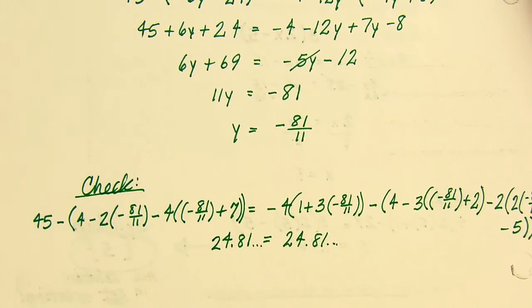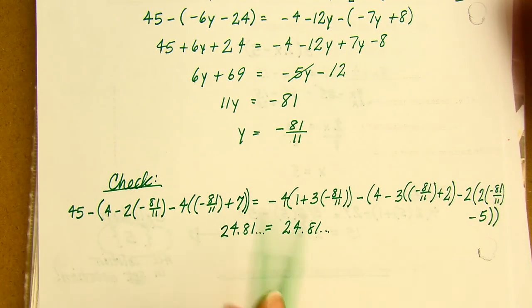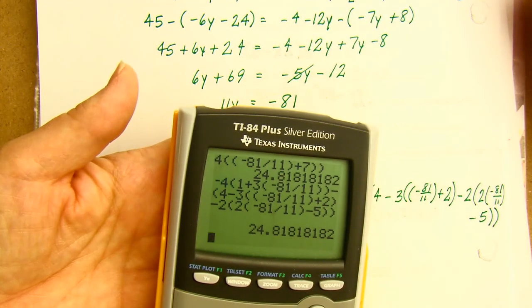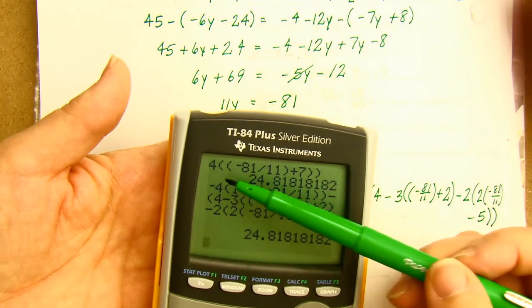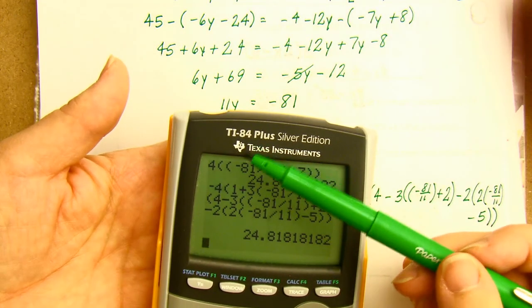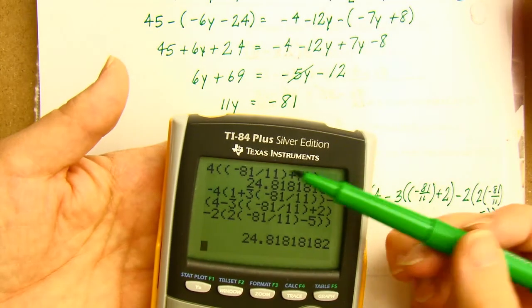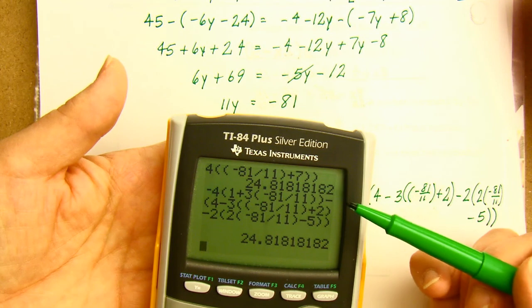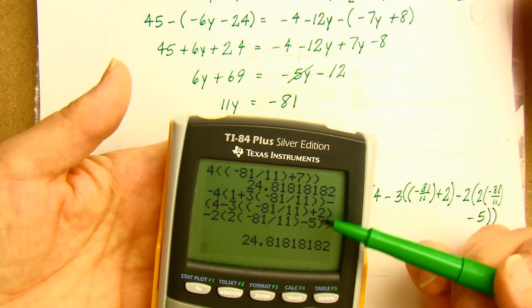So I ran out of room on my paper for doing the check, so I had to bump down here. But this is the left side. And it was really nice because I was able to use all the parentheses that I wrote down to type it into the calculator to keep myself organized. The rest of this is above on the calculator, and unfortunately I can't move it up to show you the top of the screen. But I put the whole left side in, and I ended up with 24.81818182. Okay, so this looks like 24.81 repeating. And then the right side gave me the same exact result.